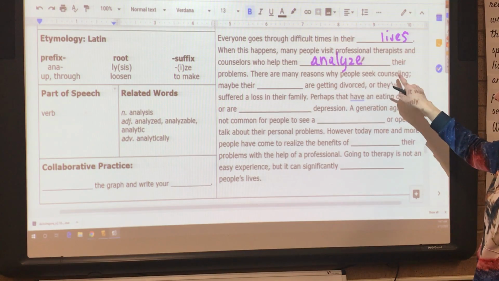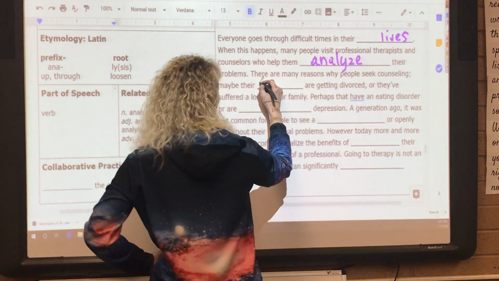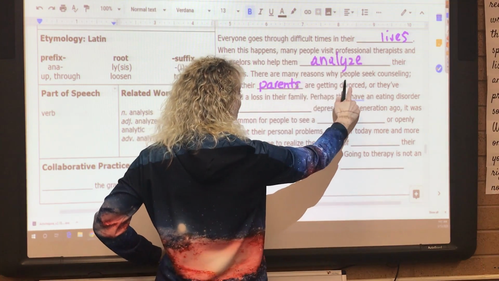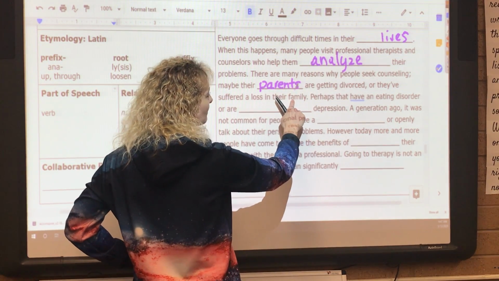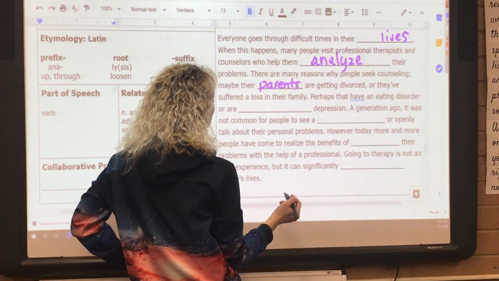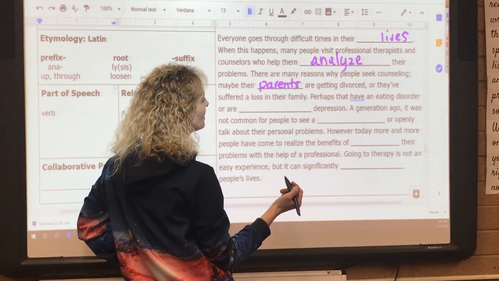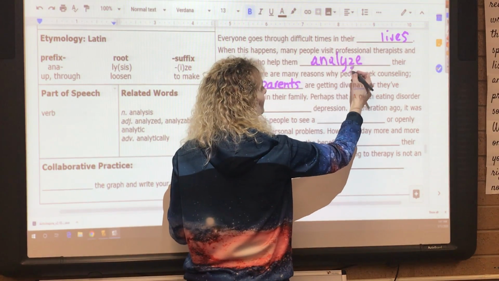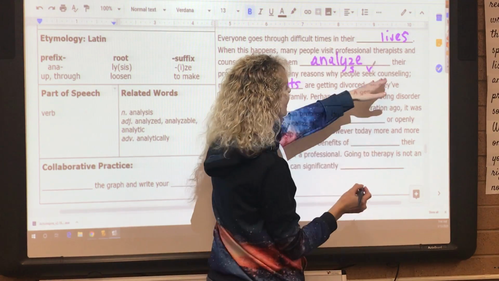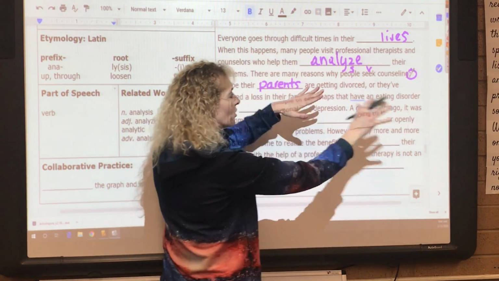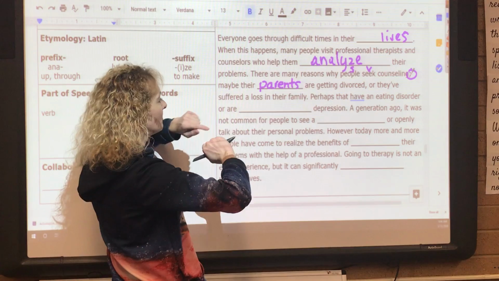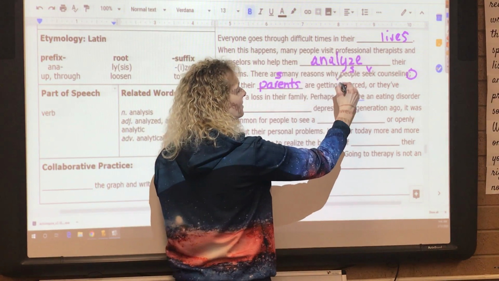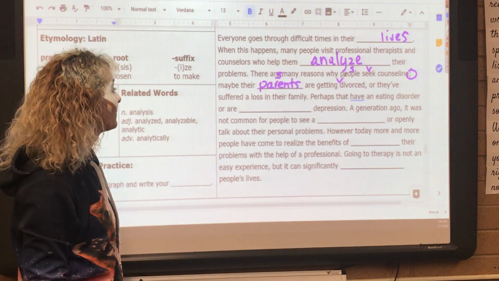There are many reasons why people seek counseling. Maybe their parents are getting divorced, or they've suffered a loss in their family. Let's see if the semicolon is used right. There are many reasons why people seek counseling. What's the subject? We could say people. What are they doing? They're seeking counseling. If this semicolon is used correctly, it's going to hook together another subject and verb, right? Parents getting divorced. Parents would be the subject, getting divorced is the verb. So that semicolon is used correctly.